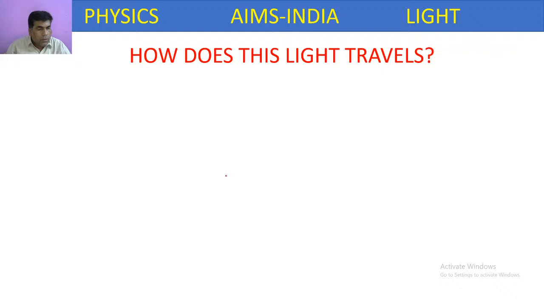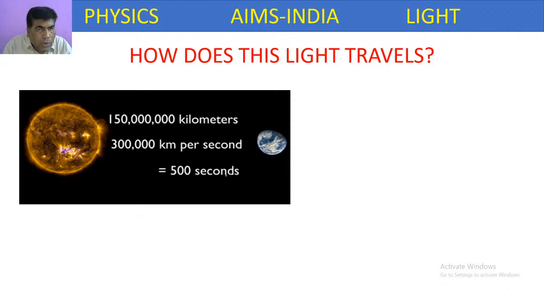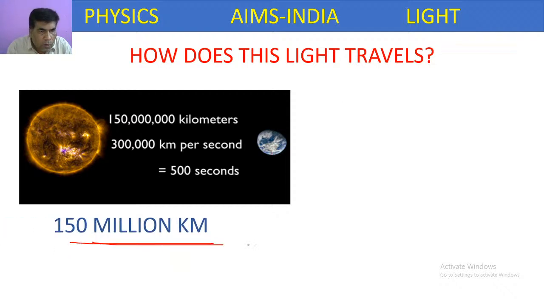Next, how does this light travel? Just now we said that the primary source of light is the sun. Because of the light coming from the sun to the earth, we are able to see so many kinds of objects around us. So the light has traveled a great distance from the sun to earth. We know that the distance between sun and earth is almost 150 million kilometers.